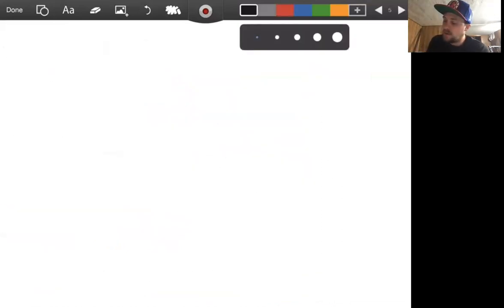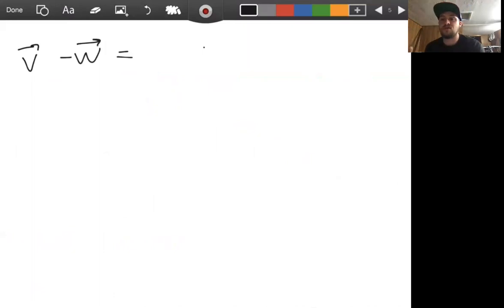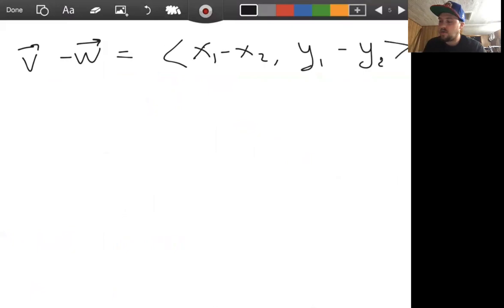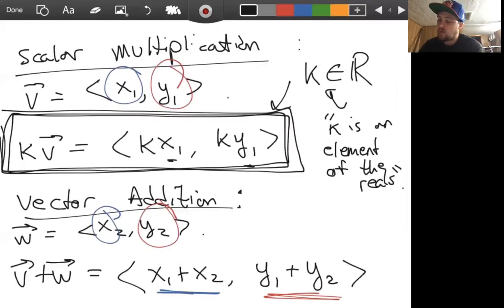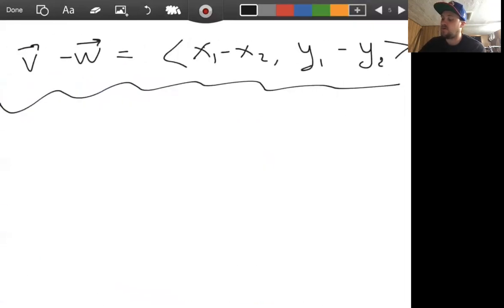And so that means vector subtraction has a very similar representation in component form. We can say v minus w, which we know is really just vector addition with v and negative w. That means it's just (x1 minus x2, y1 minus y2). Okay, and now that we have a good idea for component form of a vector, and how we can represent scaled vectors, addition and subtraction of vectors in component form, we can come up with a formula for calculating the magnitude.